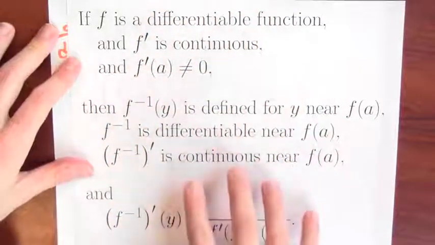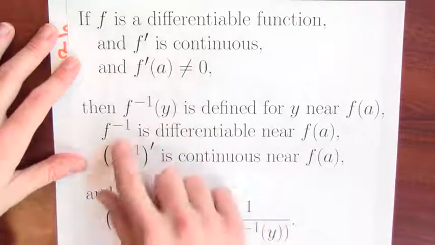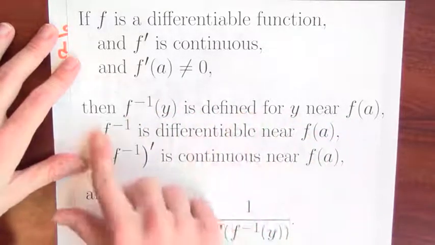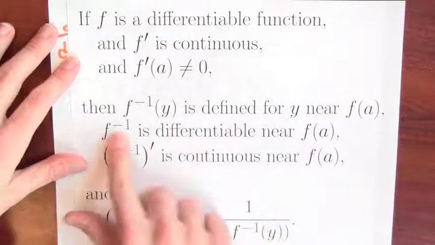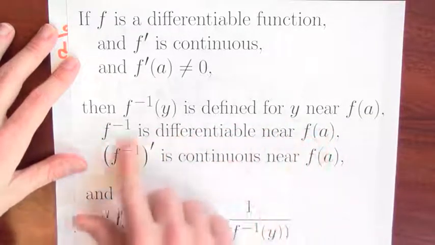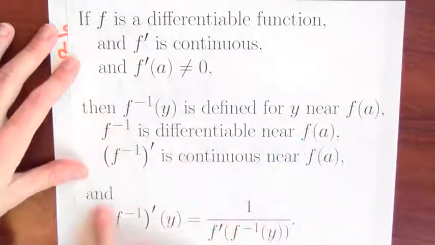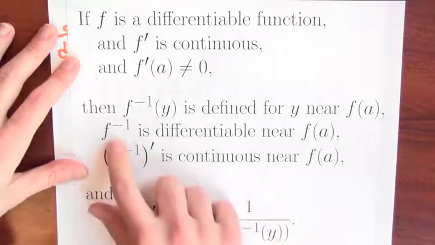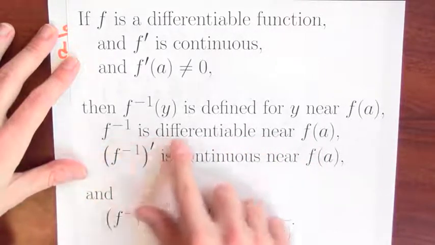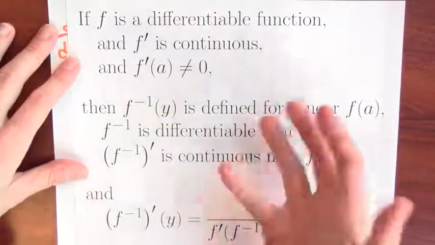The content of the inverse function theorem is not really the calculation of the derivative of the inverse function. It's really just the fact that the inverse function is differentiable at all. That is a huge deal, and it's not something that we can just get from the chain rule. Once we know that the inverse function is differentiable, then the chain rule gives us this calculation. But actually verifying that the inverse function is differentiable is really quite deep. That's why the inverse function theorem is such a big deal.